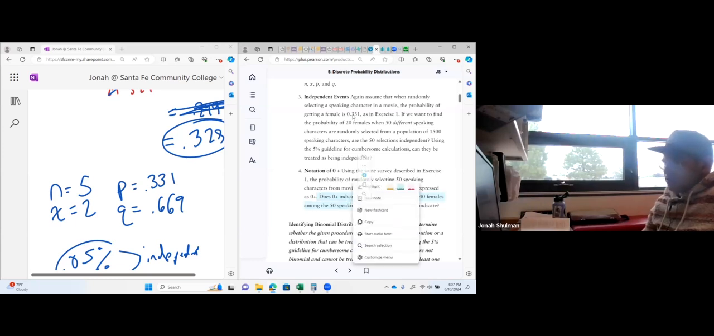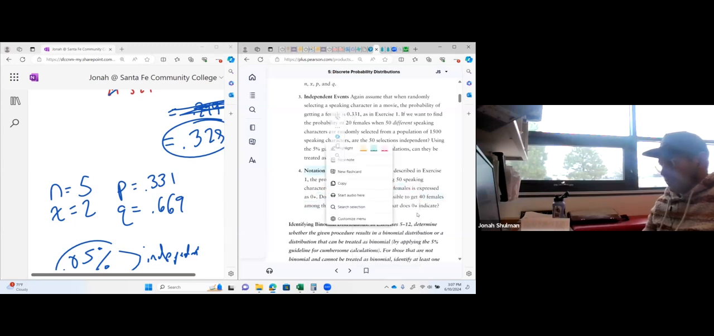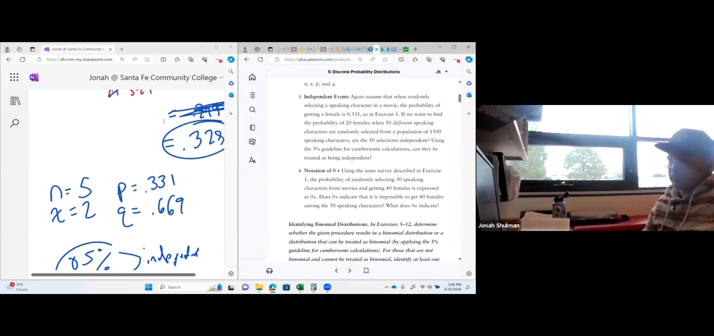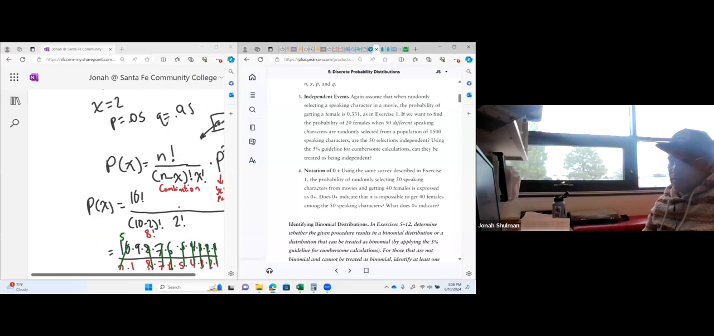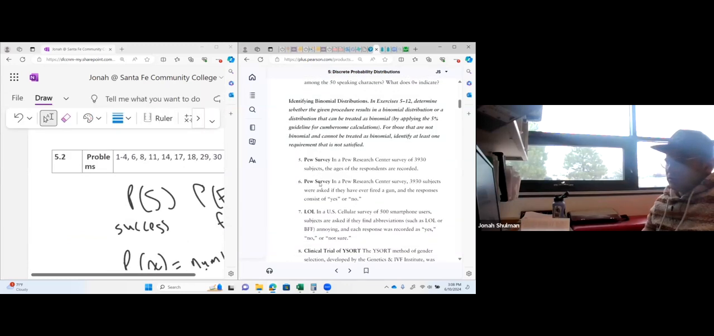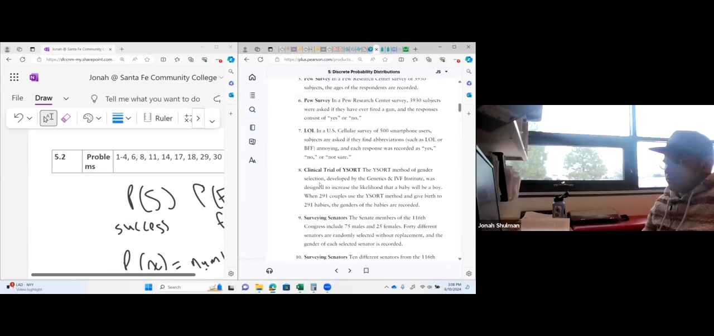Using this percentage, if only 30% of the time we get a girl speaking, and somehow we get 40 out of 50 of the lead characters being girls, it's almost impossible. That's what this number 4 means. Let's keep it going. I'll try not to make any more mistakes. Let's look at 6 and 8.